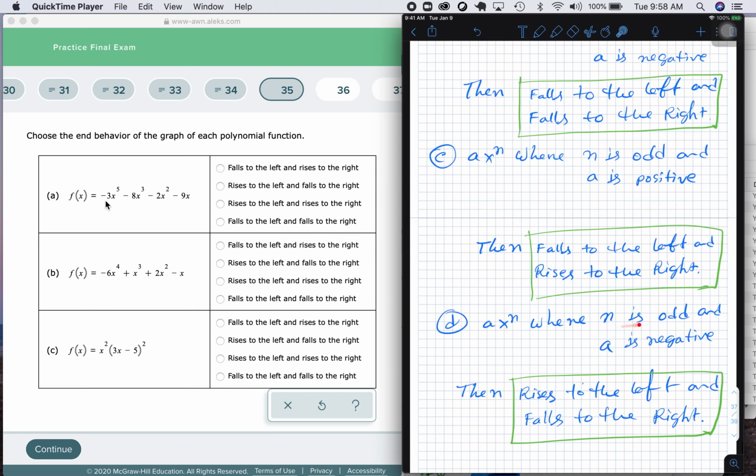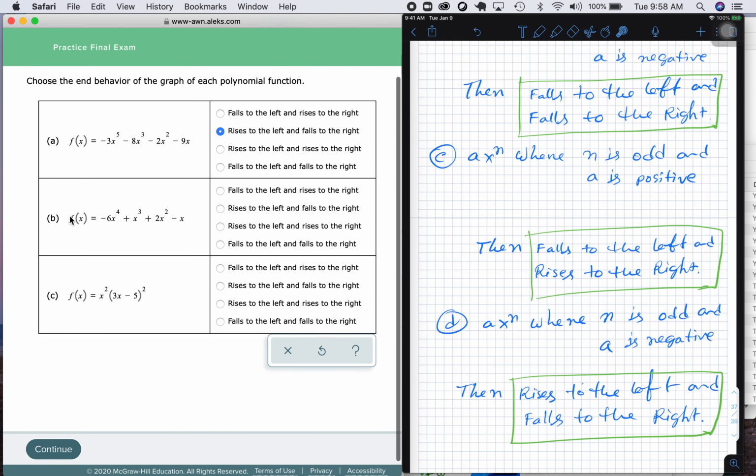N is odd, which is 5, and a is negative 3, so the end behavior will be rises to the left and falls to the right. So rises to the left and falls to the right, which is the second answer.